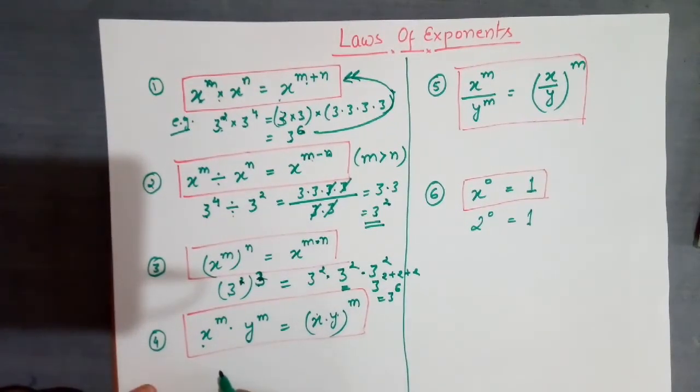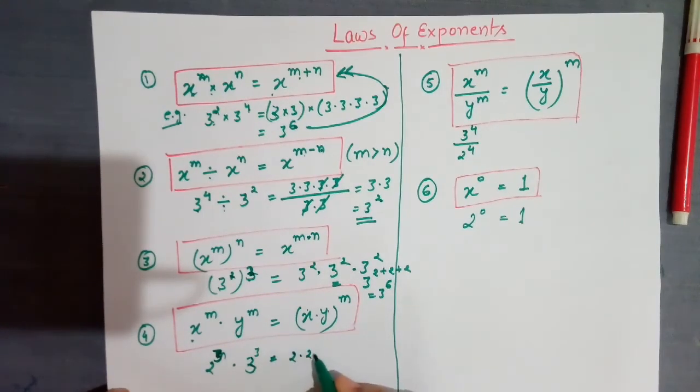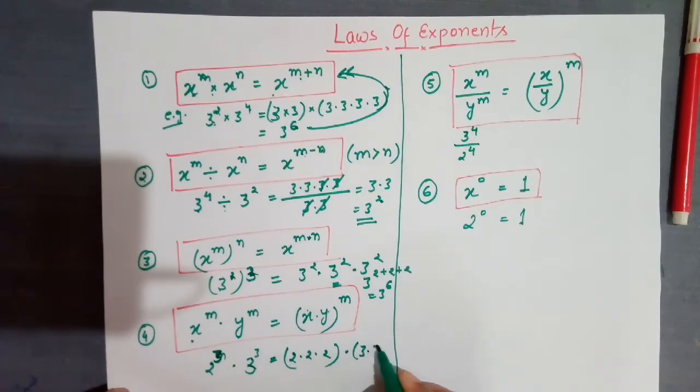Now I am taking 2 to the power m into 2 to the power n. Now fourth law of exponents. Here the base is different, 2 to the power 3 and 3 to the power 3. Now 2 to the power 3 can be written as 2 into 2 into 2, and 3 to the power 3 can be written as 3 into 3 into 3.